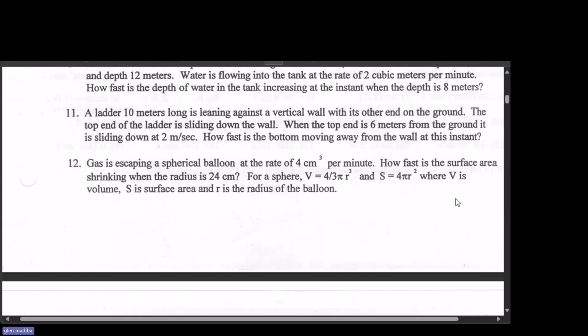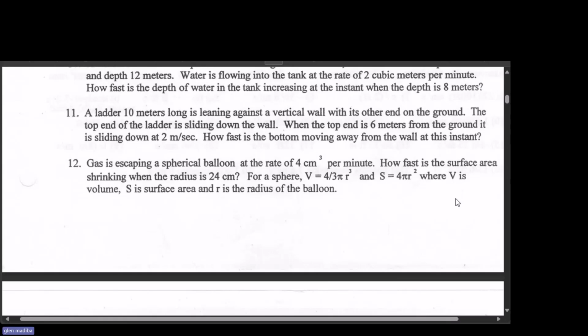Mr. Mandla, we have got this gas that is escaping a spherical balloon at a rate of 4 cubic centimeter per minute. So that means this is our rate of change in volume per time. Do we agree? At the rate of 4 cubic centimeter per minute, volume is changing as time moves on. Okay? How fast is the surface area shrinking when the radius is 24 centimeters?